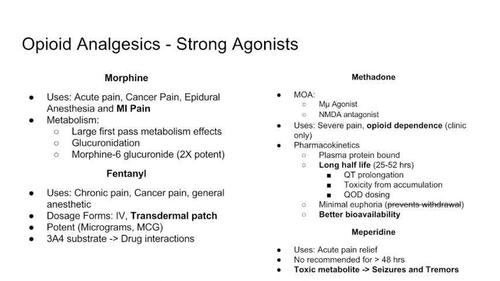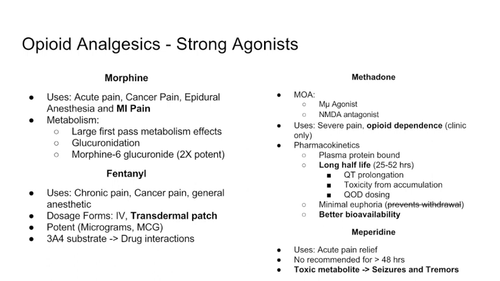So we'll start off with morphine. Just in general, acute pain, cancer pain. It's also used in epidural anesthesia, and it's also used for MIs or heart attacks, which is something that's sort of forgotten, and that's why it's bolded. Morphine is metabolized through glucuronidation, and so that sort of bypasses some of the liver enzymes, and so we don't really worry about interactions in that sense with morphine.